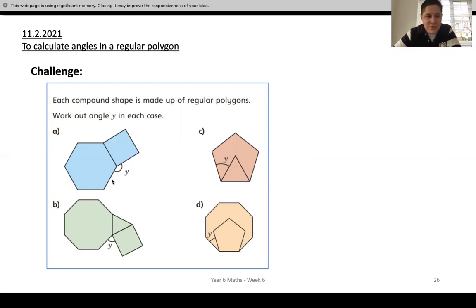Okay, so have a go. These are really challenging. There are answer sheets available for you to have a look at if you want them, but just have a go.